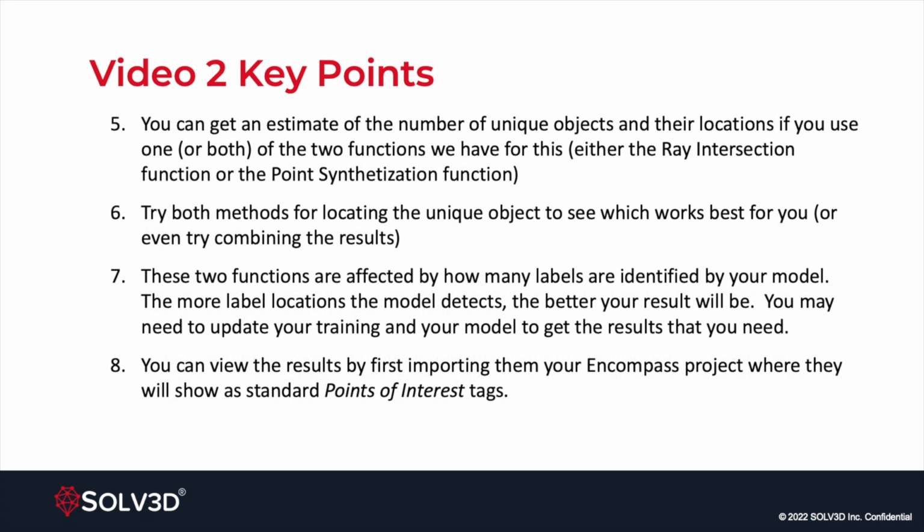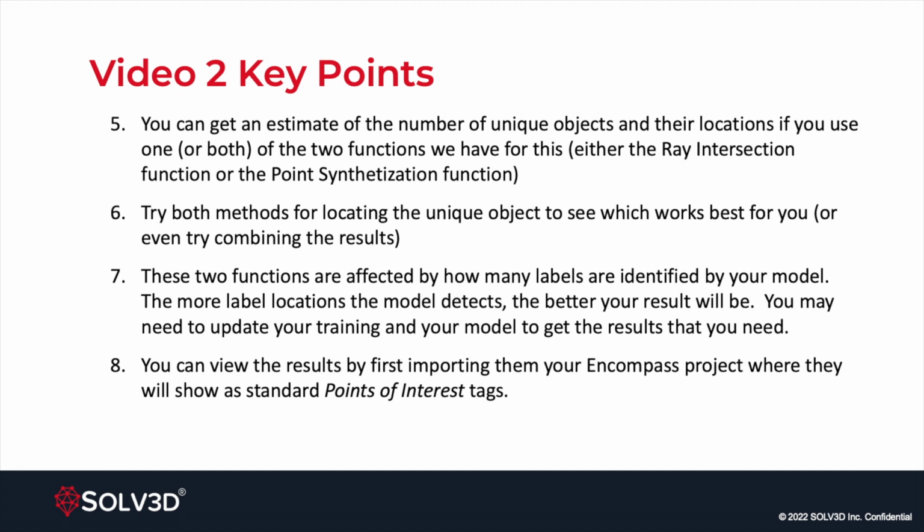While the model will not tell you the number of unique objects in your imagery data, we have created two functions that will give you an estimate of the number of unique objects as well as an estimate of their location. One method is called the ray intersection and the other is the point synthesization method. I recommend you try them both to see which works best for you.